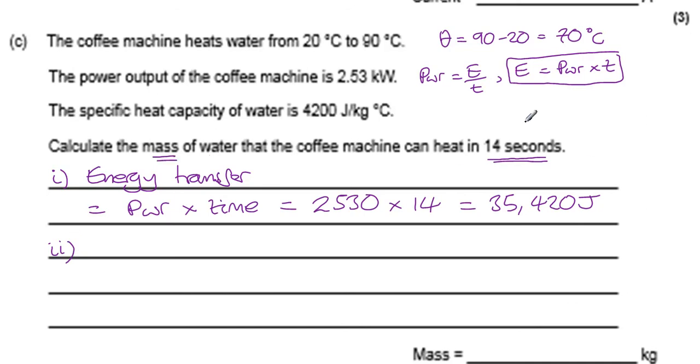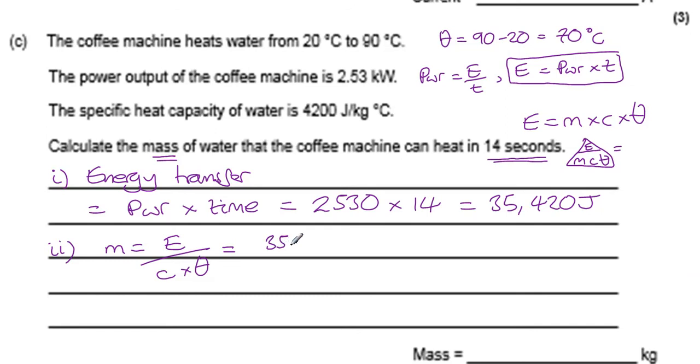Right, we need to know that because the next part of the question is working out the mass of water, and here we're using energy is m times c times theta. Rearrange it using the old triangle if you prefer, E equals m c theta. Right, and if you rearrange that, cover up m, you get m equals E divided by c times theta. So we're going to substitute in here. We've got an energy that we worked out, 35,420. Then we've got c for water, 4,200, and a temperature change of 70.